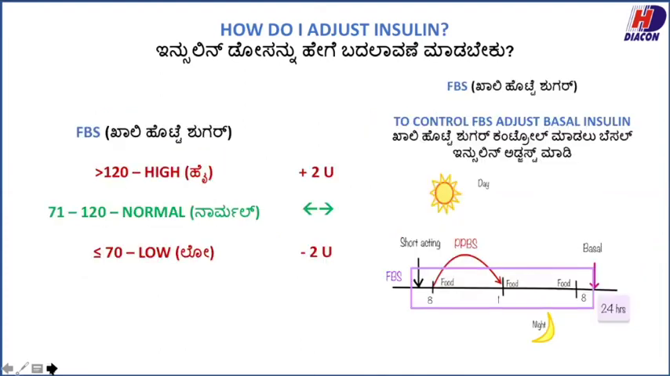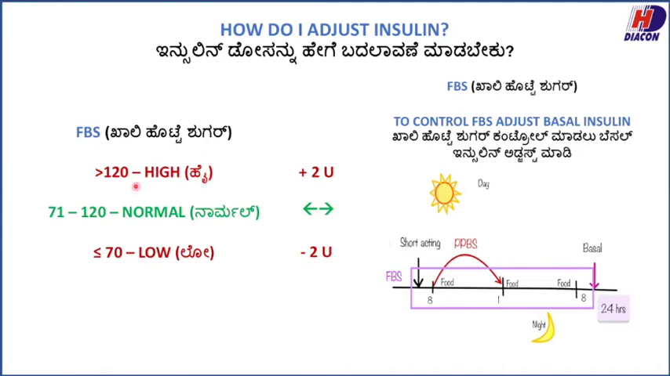So let's look at getting the fasting blood sugar under control first. We always want to fix the fasting first and then look at the blood sugars after the other meals. So if your fasting blood sugar is normal, between 71 and 120, don't change the dose of your basal insulin. Keep it as it is. It means the amount of basal insulin you've taken previous day is sufficient for you.